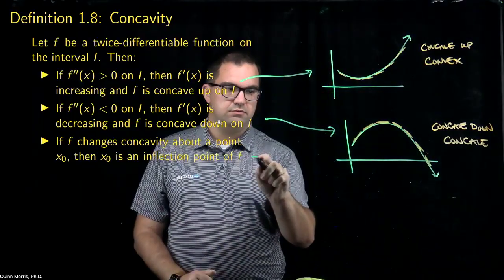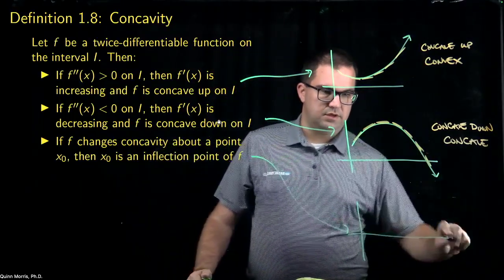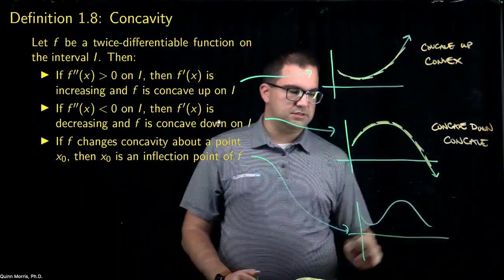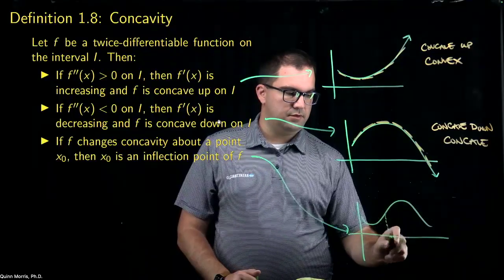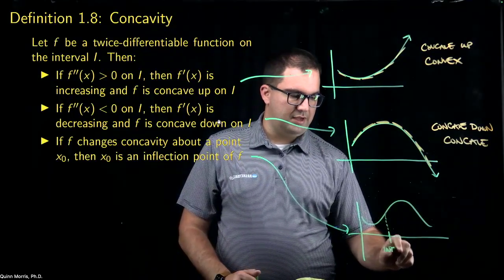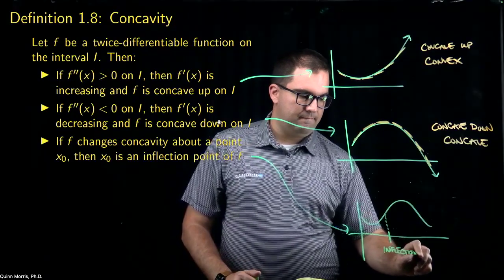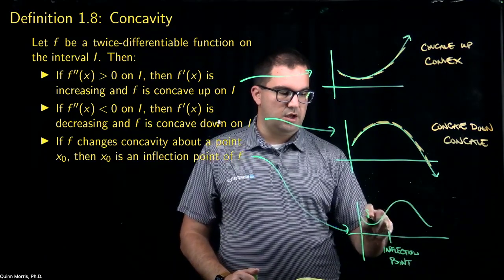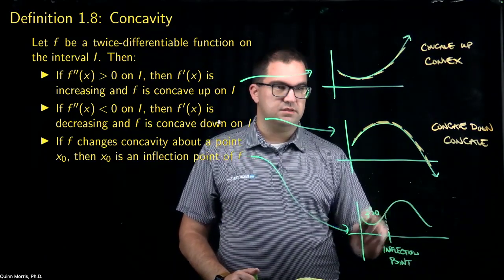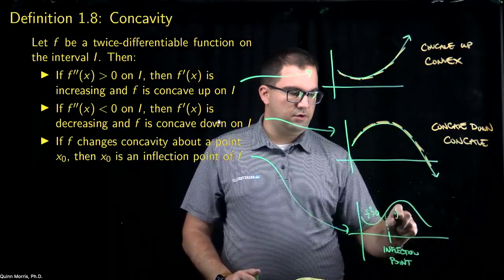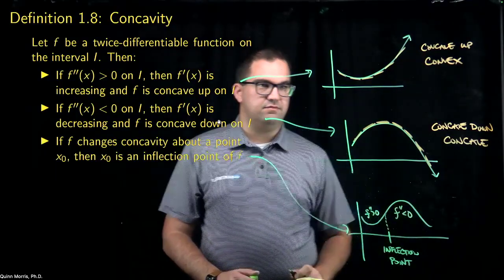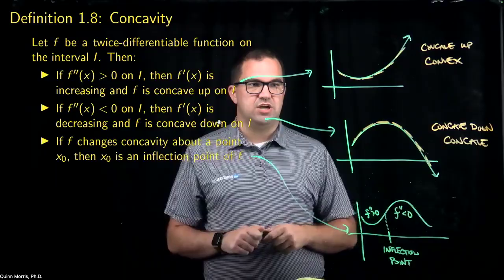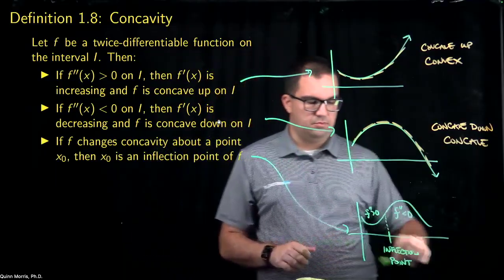And if f changes concavity, so from concave up to concave down, then we call that an inflection point. Just to give you an example, you can imagine tying these two together. If you went something like this, right at this point, I would have an inflection point. If I look to the left of this point, this function is concave up. The second derivative is positive. If I look over here, it's concave down. The second derivative is negative. At or around this point, my concavity changes, and so we call this an inflection point.